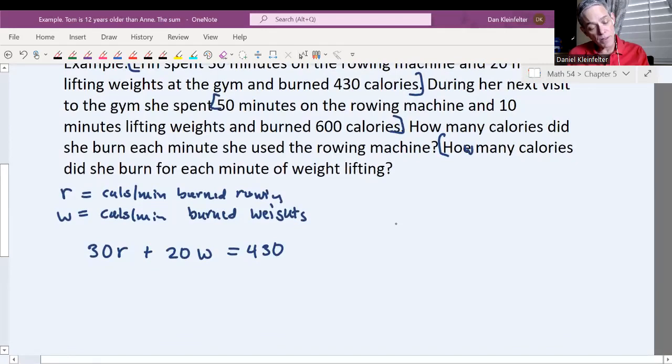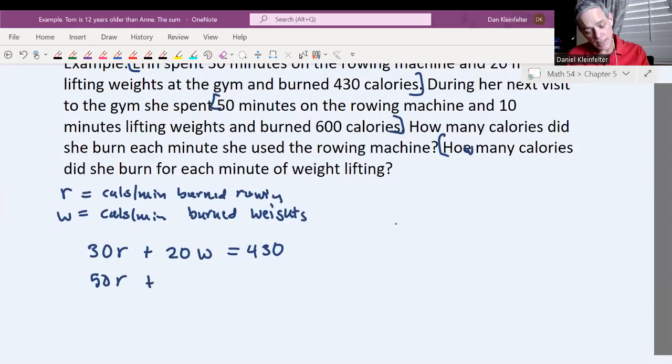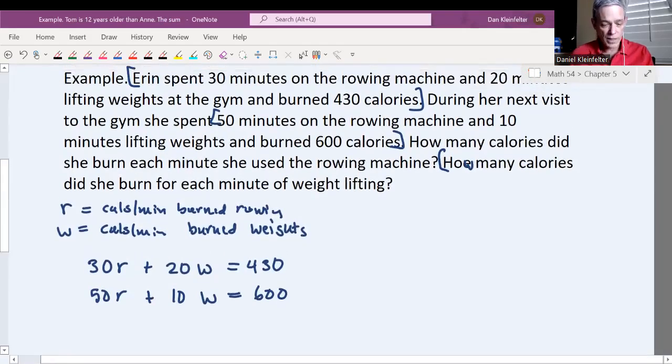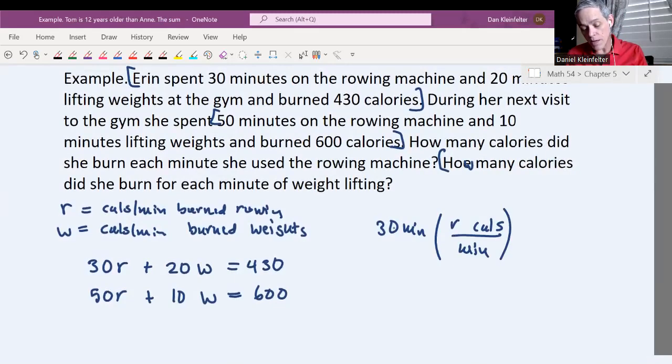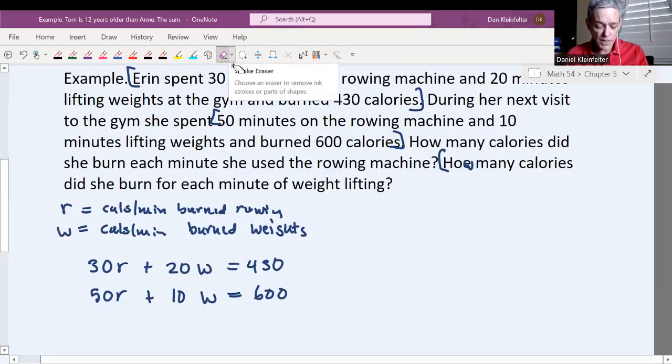The next visit, it was 50 minutes rowing and 10 minutes lifting weights, and she burned 600 calories. Okay, so it's important to note what each quantity on each side of the equation is. The quantities are calories on each side. In an expression like 30R, it's 30 minutes, and R is in calories per minute. So when you multiply R times the 30, the minutes cancel, leaving you an answer in calories, which is what we wanted. Okay, so the equations here should make sense.